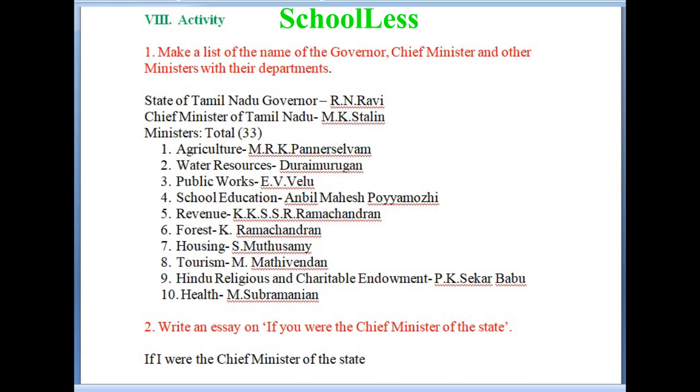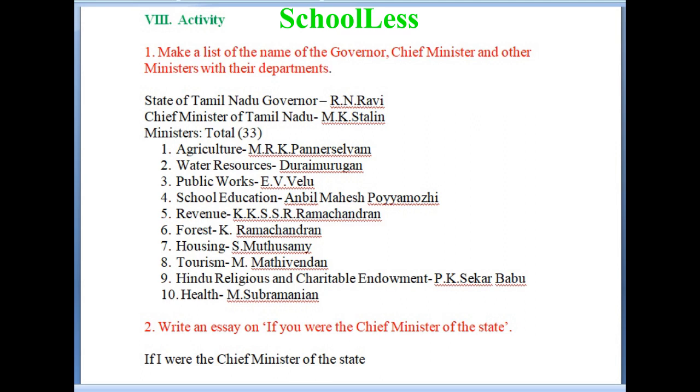Now coming to the activity part, there are 3 questions. 1. Make a list of the names of the governor, chief minister and other ministers with their departments. I have given the example of Tamil Nadu. In the state of Tamil Nadu, R.N. Ravi is the governor. M.K. Stalin is the Chief Minister, and there are 23 ministers in addition to the Chief Minister. I have given a list of 10 ministers, for example.